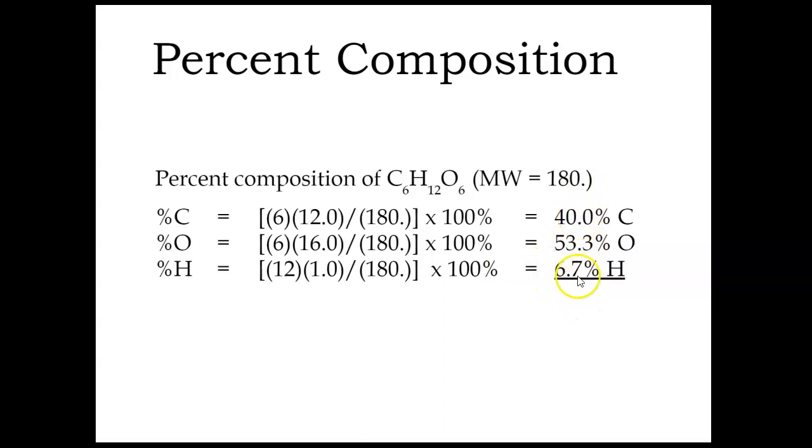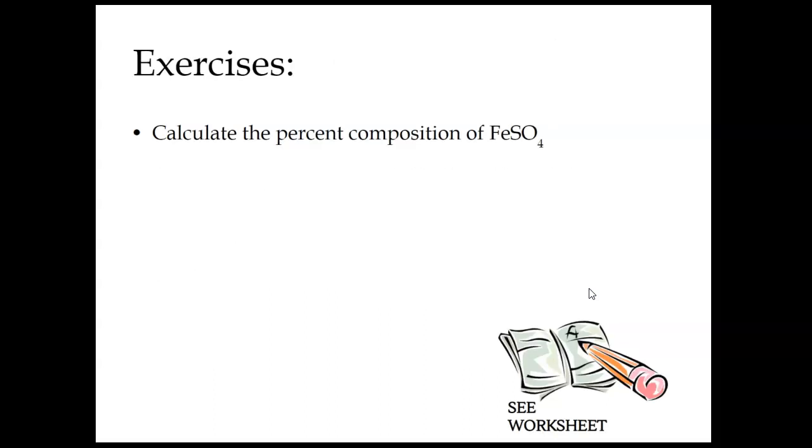Now, if I add all of these up, the carbon, oxygen, and hydrogen percents, I should get 100%. Simple enough. Let's look to the worksheet. Calculate the percent composition of FeSO4. First thing you're going to want to figure out is the GFM, the gram formula mass. So there's one iron, so 1 times 56, plus 1 times 32, which is sulfur, plus 4 times 16, which is oxygen. When I add them all up, I get 152 grams.